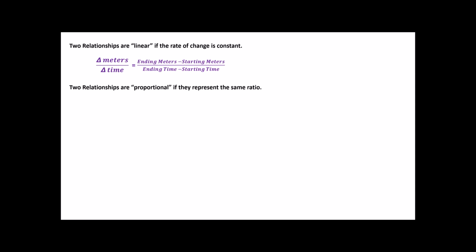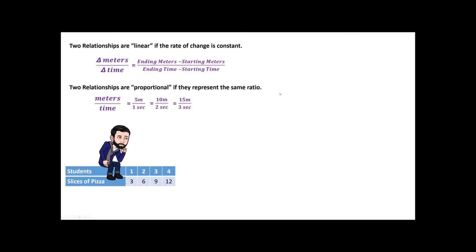On the other hand, when I say that two relationships are proportional, we're saying that they represent the same ratio. For example, if I just had meters over time, like 5 meters in 1 second, 10 meters in 2 seconds, 15 meters in 3 seconds, and so on and so forth, the ratio of meters and time tells us if these are all the same, that we would have a proportional relationship. I want to connect these two ideas together with a couple different examples.